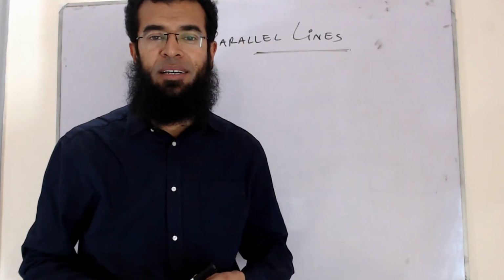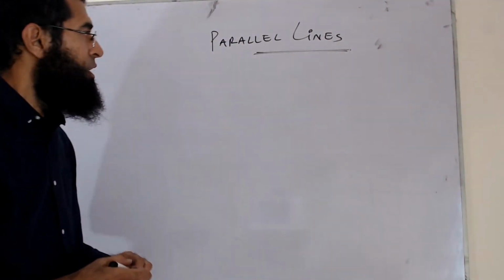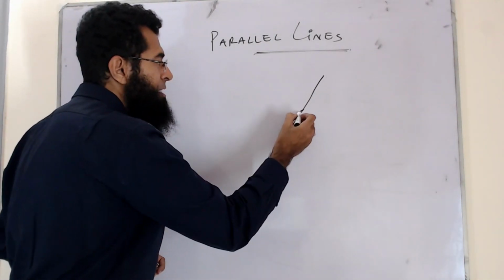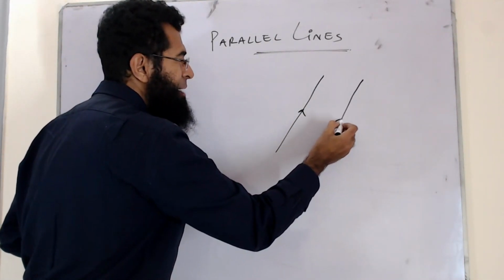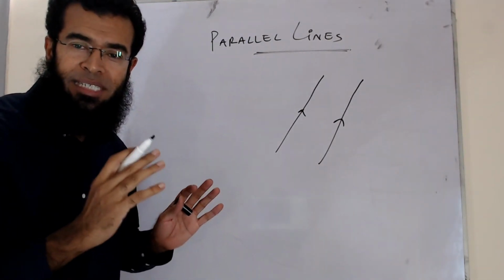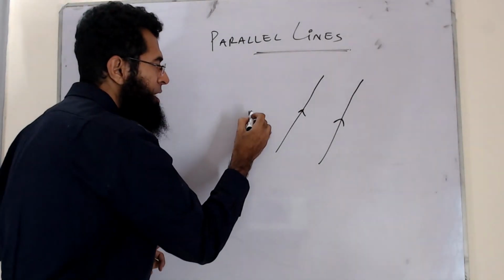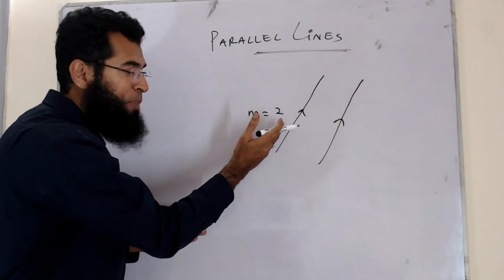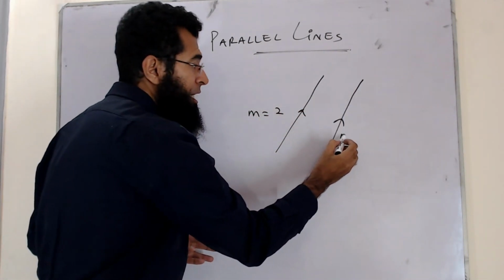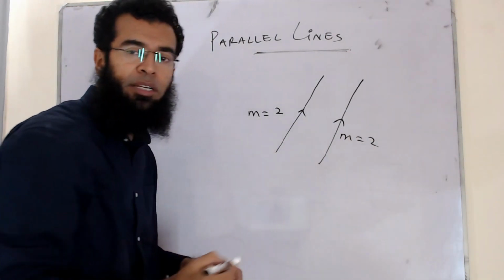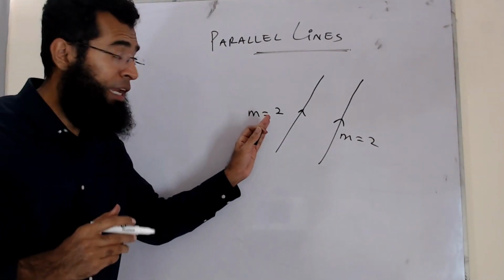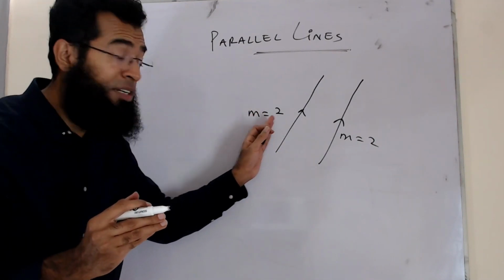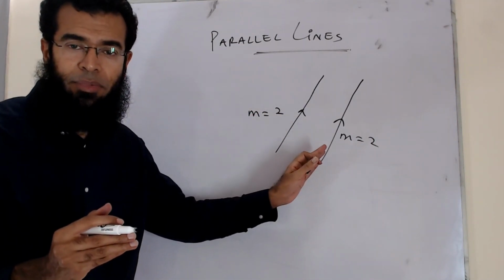Let's discuss parallel lines. So what are parallel lines? In simple terms, parallel lines are those which have the same gradient. For example, the gradient of this line is 2. So if the second line is parallel to the first line, it has to have the same gradient, right? So if two lines are parallel, one thing is common: the gradients are exactly the same, right?